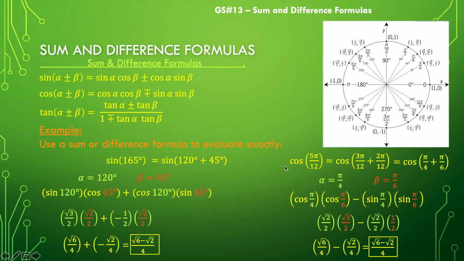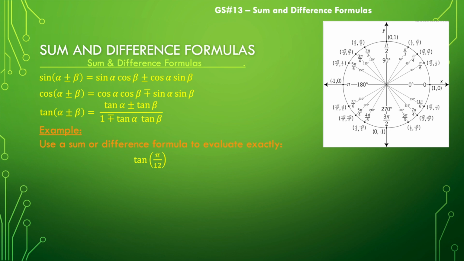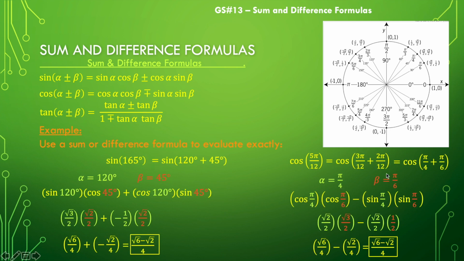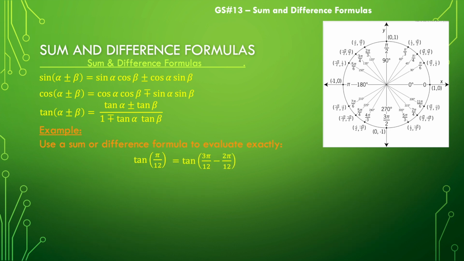All right, we've got one more like this. The tangent of pi over 12. All right, so I've got 12ths there. Now, if I'm smart, I'm going to go back and think about this, 3 pi over 12 and 2 pi over 12. I can use a difference there with those two things, right? So I can say that that is the tangent of 3 pi over 12 minus 2 pi over 12, which is the same as the tangent of pi over 4 minus pi over 6.